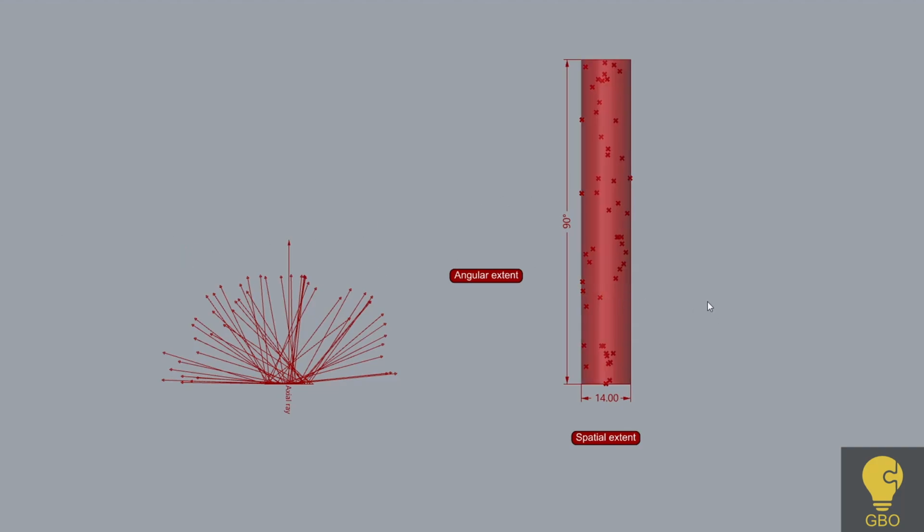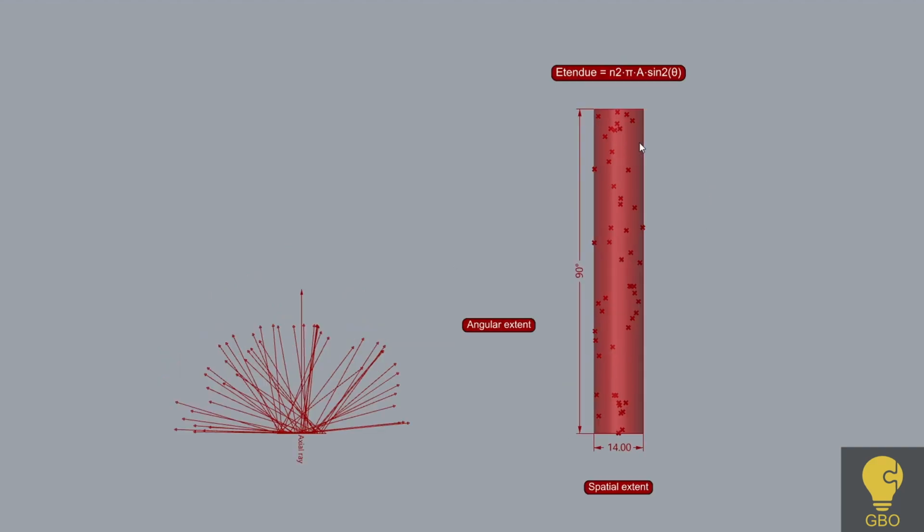Formally, this rectangle represents an area or volume in phase space. And at Etendue, the quantity we are discussing today is that phase space volume. Etendue is calculated as the product of the square of the refraction index, pi, the emission surface, and the square sine of the half emission angle.